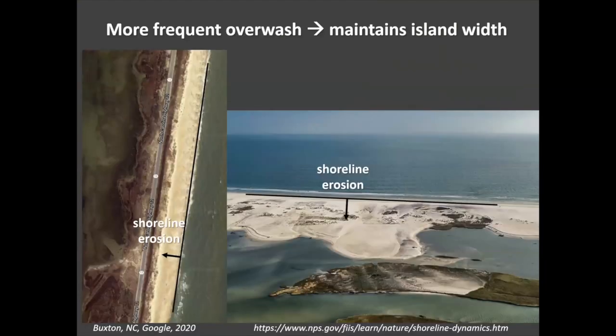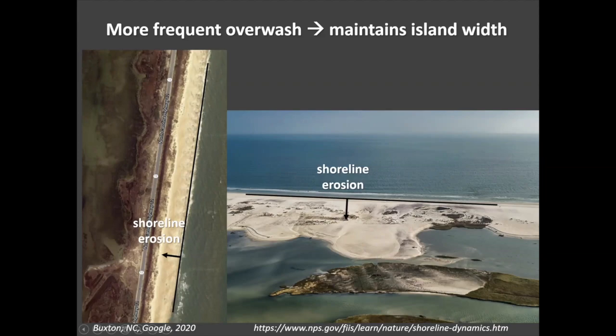Now, overwash also maintains island width. So not only island elevation, but island width. And how does this work? We could think here about shoreline erosion, a nice image from the National Park Service, showing that overwash occurs in this environment, and you can see the edge of the former back barrier here, right? And overwash in this case has actually extended beyond the back barrier.